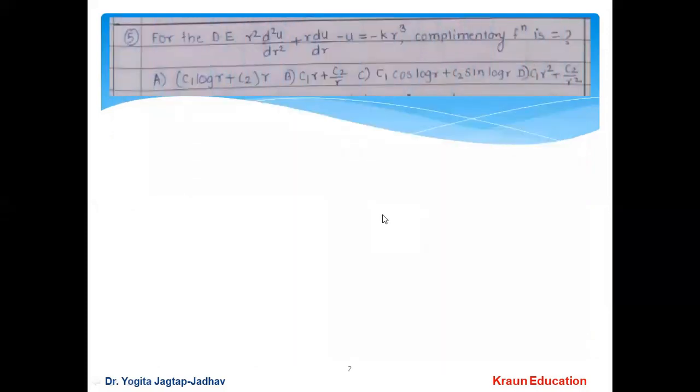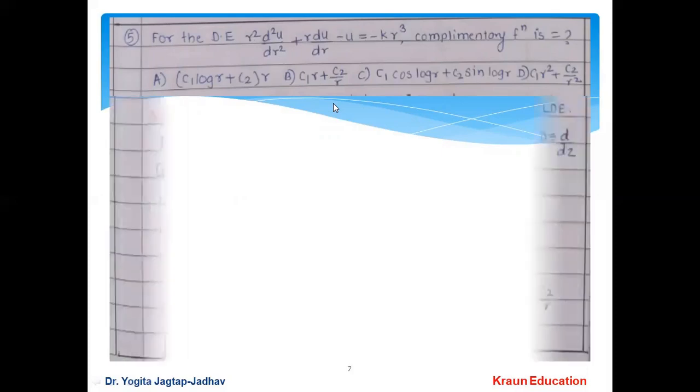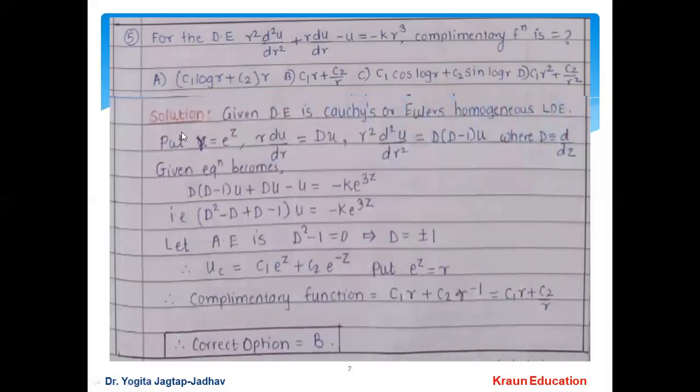Now, see in example number 5, we have a differential equation in variables u and r. The given differential equation is what? R square d square u by dr square plus r du by dr minus u equal to minus k into r cube. Okay. Now, to find the complementary function, we have these four options with us. One of them is correct. And now let us look at the solution.